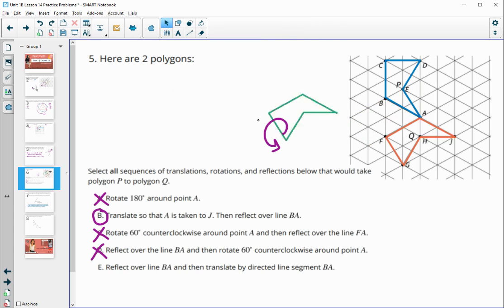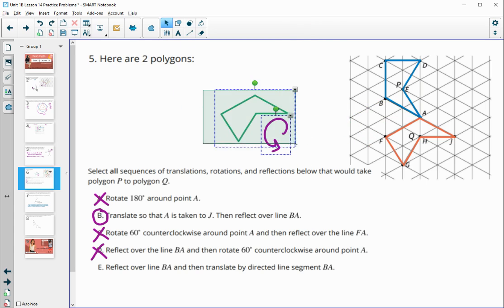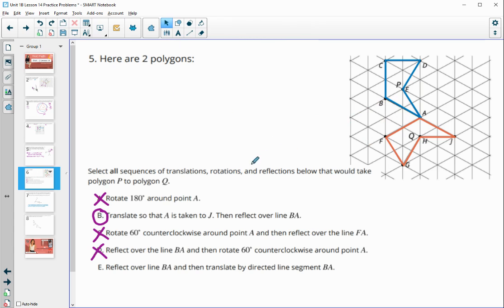And then our final one that we're looking at here asks us to reflect over BA, which actually is that green one. So let's leave that. And then translate by directed line segment BA, which means we're going to take and move point B down to A, and we will see that it lands exactly on the one that we wanted.